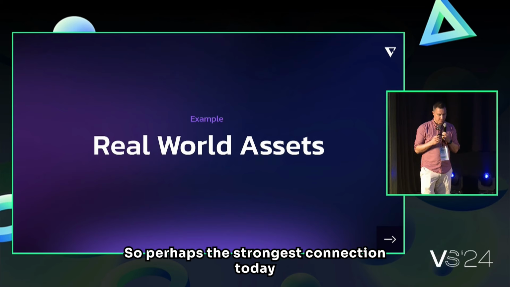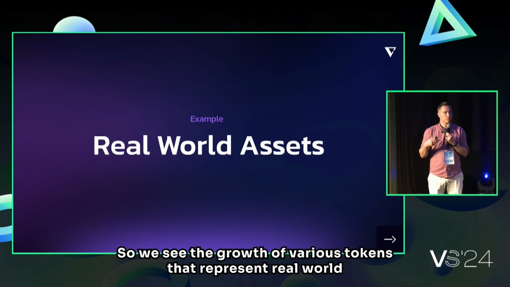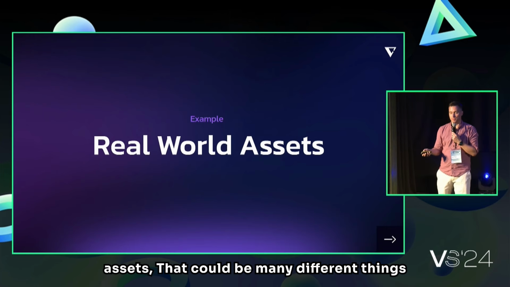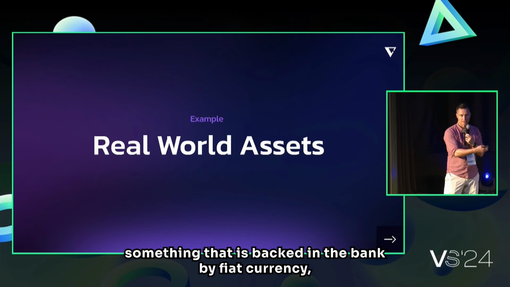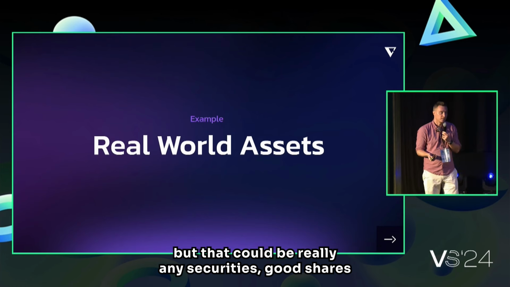Perhaps the strongest connection today between the blockchain and the real world is real world assets. We see growth of various tokens that represent real world assets. That could be many different things. It can be just stablecoins that represent something backed in the bank by fiat currency. But that could be really any securities.